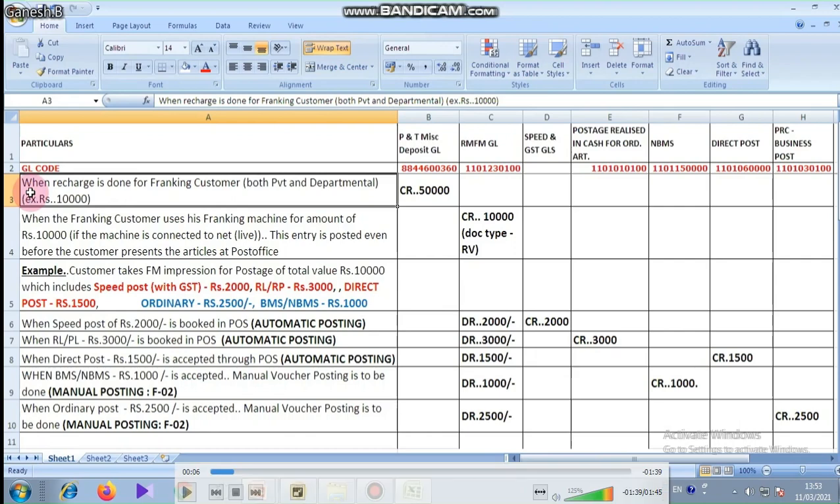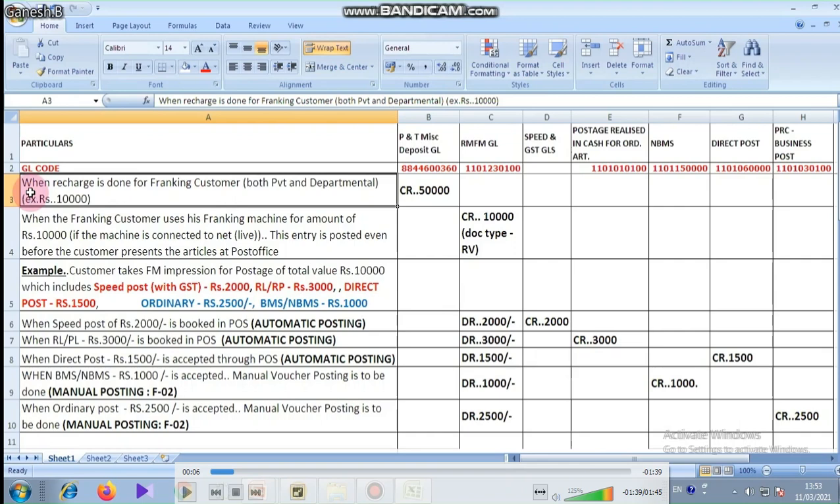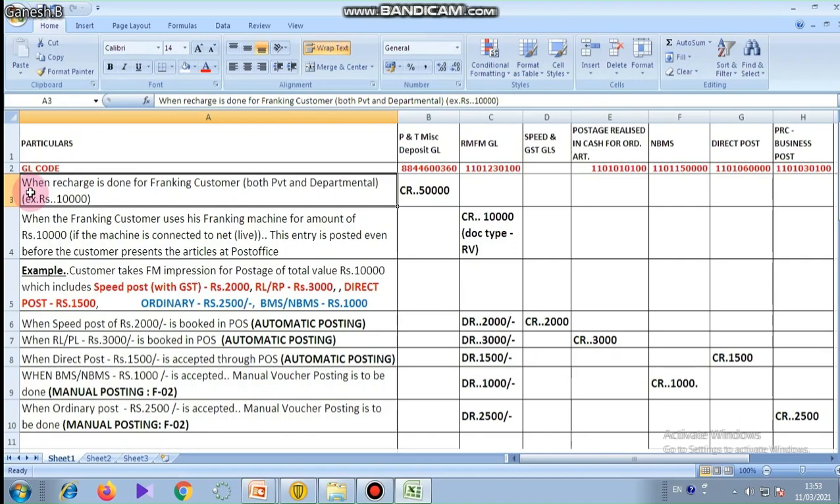And this RMFM GL 1101230, this is the GL which gets credited when the customer starts utilizing his RMFM machine. Okay, and these are various GLs, that is our revenue heads, departmental revenue heads: postage realized in cash for ordinary articles, NBMS, direct post, and PRC, business post.